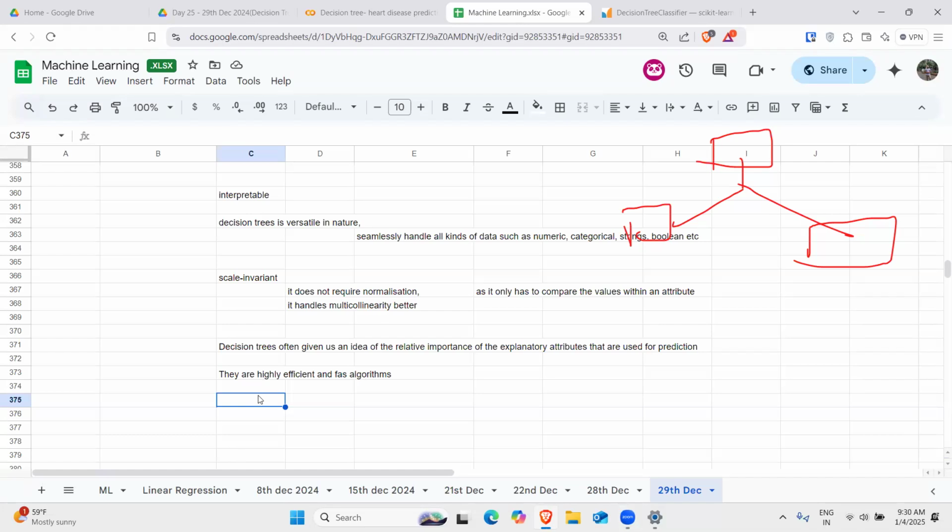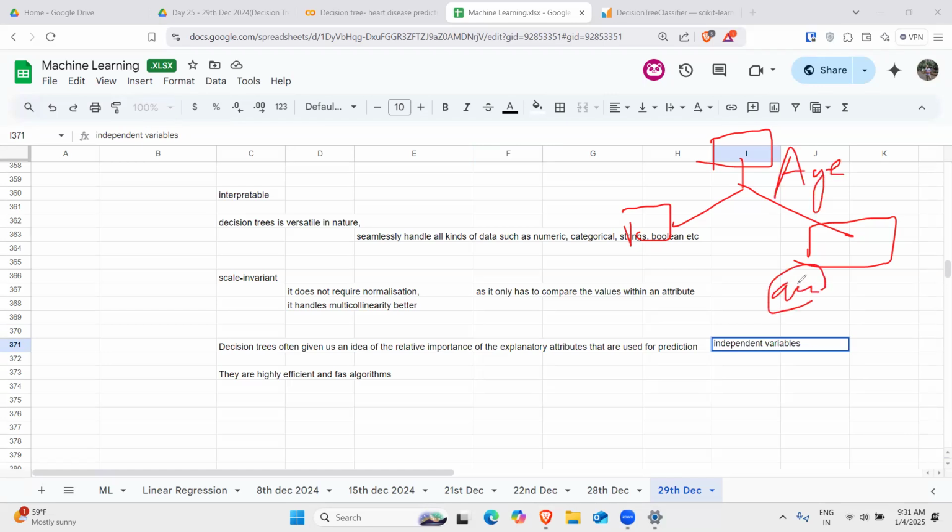Now, a decision tree often gives us an idea of the relative importance of the explanatory attributes. What do you mean by explanatory attributes? Simply independent variables. Suppose you are doing splitting based on the age, first of all, and you're getting some accuracy. Suppose you are doing splitting based on the cholesterol level of the patient, and you are getting some accuracy. If you do splitting based on the cholesterol level, you will get a more homogeneous split.